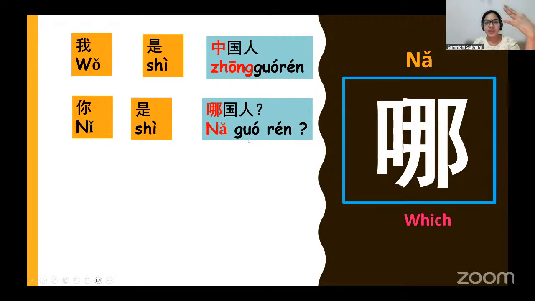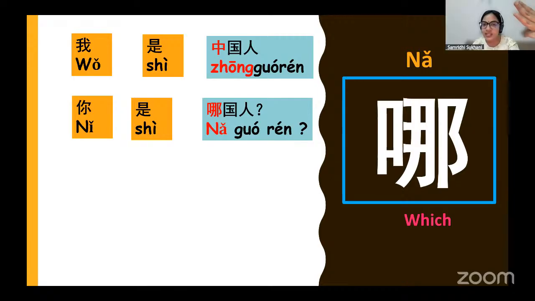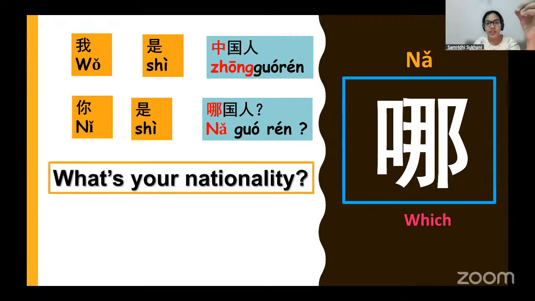Repeat it 3 times with me. Ni shi na guo ren. One more time. Ni shi na guo ren. Perfect.